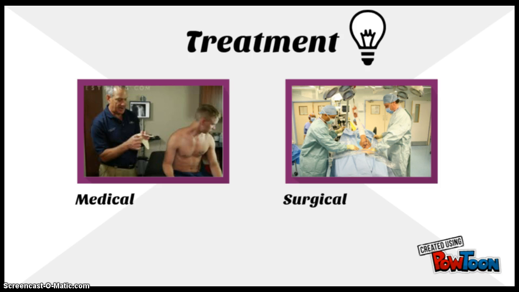In the surgical way, the doctor will reattach torn ligament tissue and shorten the stretched ligament tissue. The arm has to be kept in a sling for 4 to 6 weeks. Physical therapy is needed to regain motion and strength.